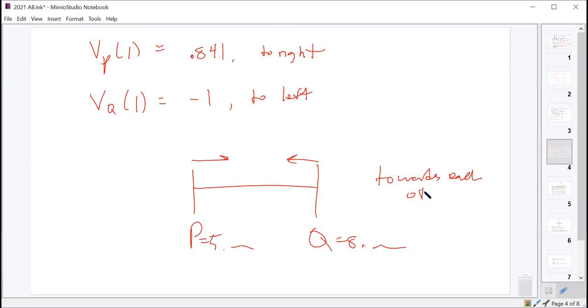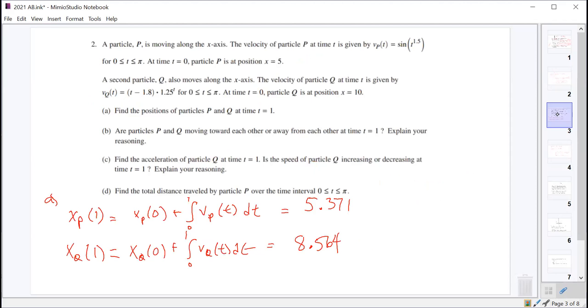And so you'd want to say they're moving towards each other because P is to the left of Q and moving to the right, and Q is to the right and moving to the left. Right? Something like that. Make sense? That's what you got on the AP test, right? Perfect. Good. No questions on that? People in Zoom, you good with that? We're good?